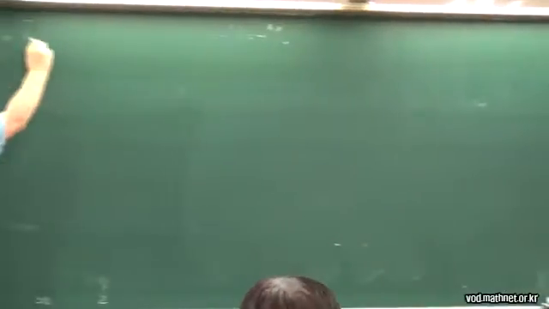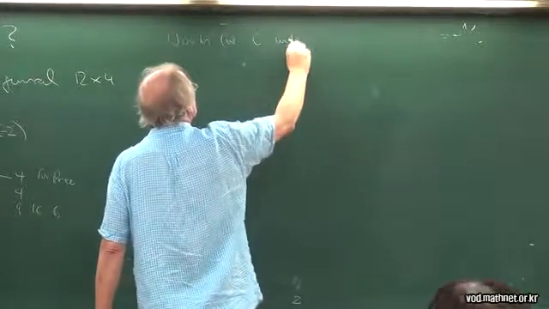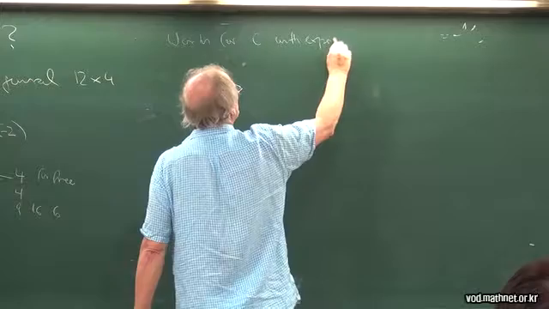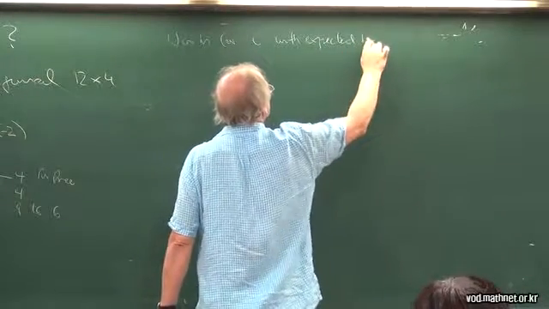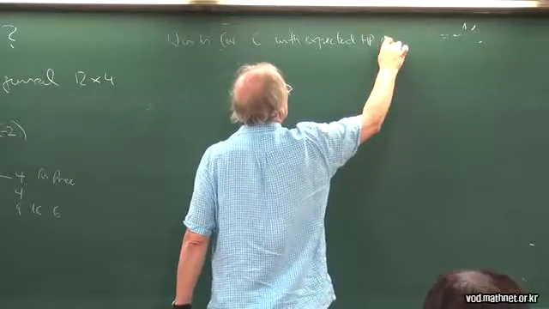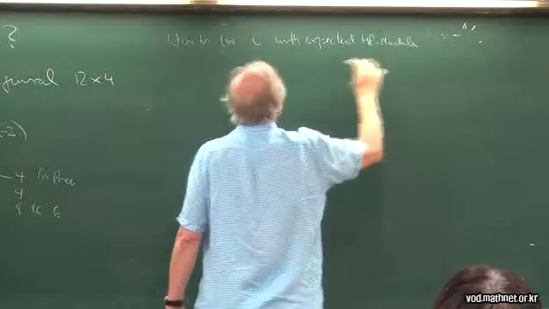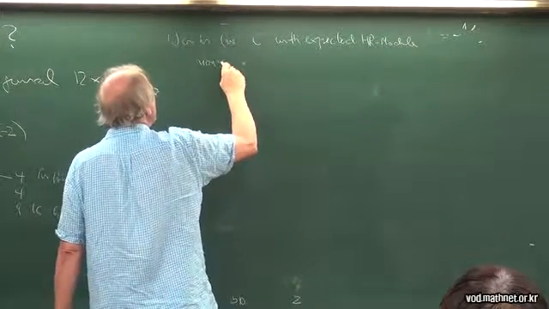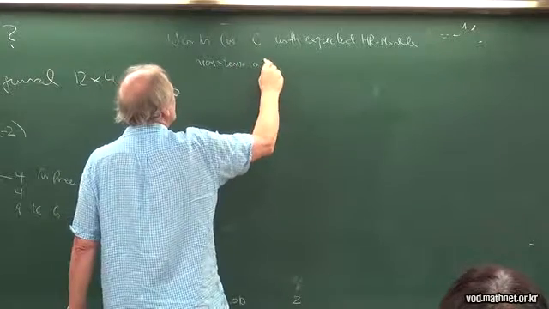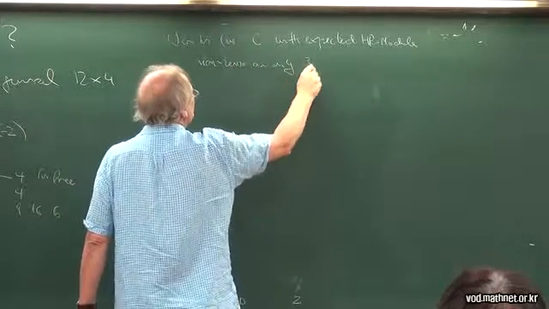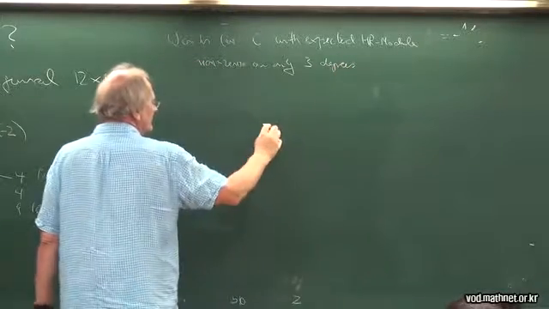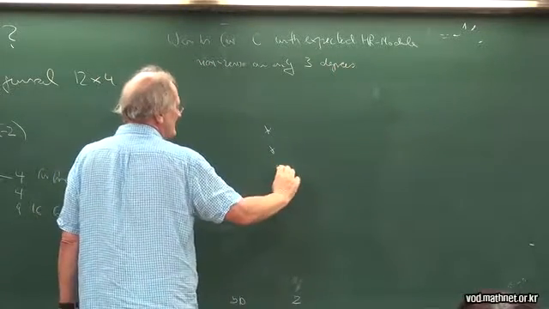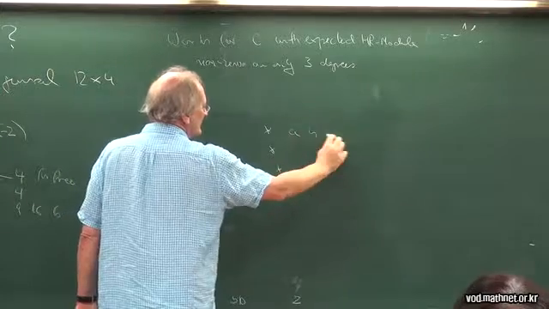So this works for C with expected Hartshorne-Rao module non-zero in only 3 degrees. If it's non-zero in only 3 degrees, then I will have A, B.